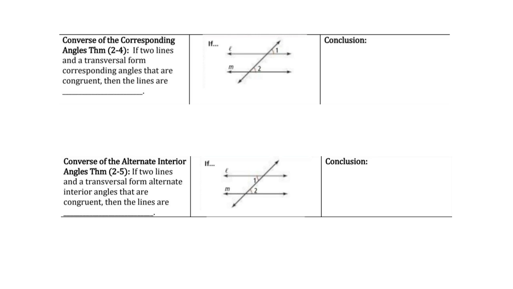So our first theorem is the converse of the corresponding angles theorem. What we're going to think of is going the opposite way of proving our corresponding angles theorem. So we're going to kind of work backwards. It says if two lines and a transversal form corresponding angles that are congruent, then the lines are parallel.